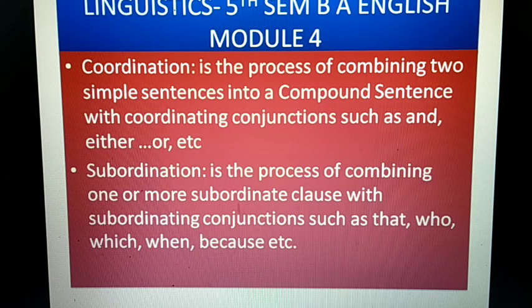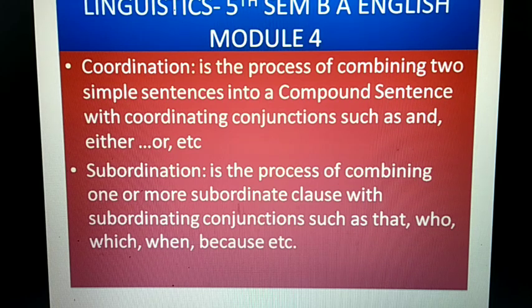Similarly, we have subordination. Subordination is the process of combining one or more subordinate clauses with subordinating conjunctions. Say, for example, you say, this is the boy who helped me yesterday. This is the boy is the main clause. Who helped me yesterday is the subordinate clause. And we are combining the main clause to the subordinate clause. And this process is known as subordination. So these are the basic notions we have to keep in mind when we study syntax. Understand the fact that syntax is the study of sentences.